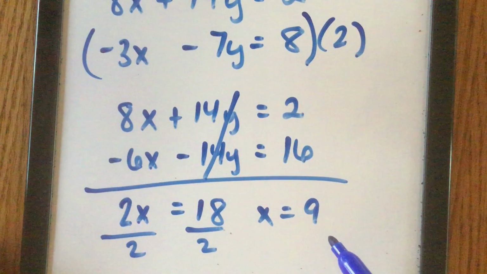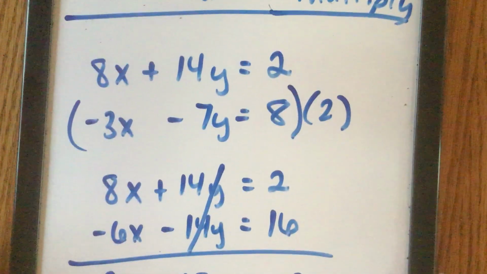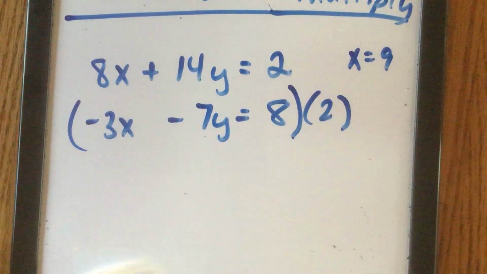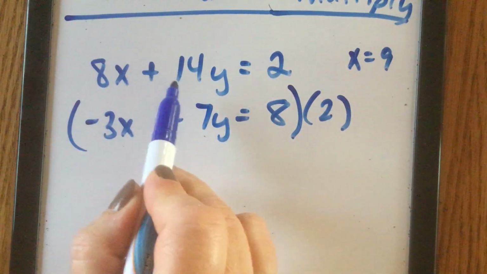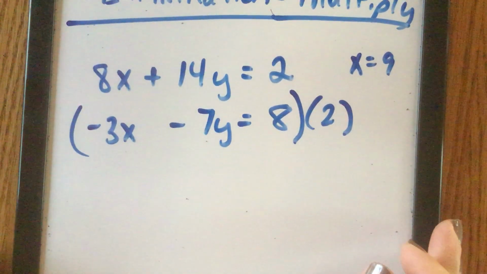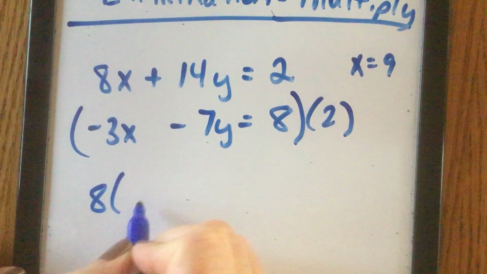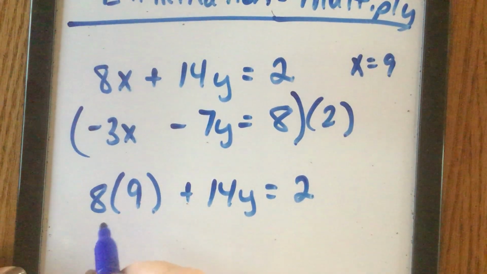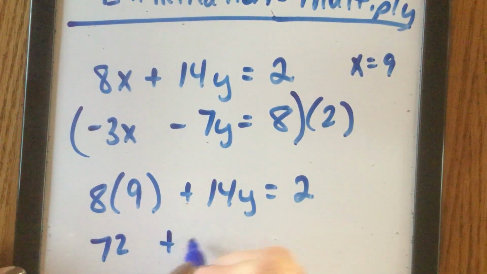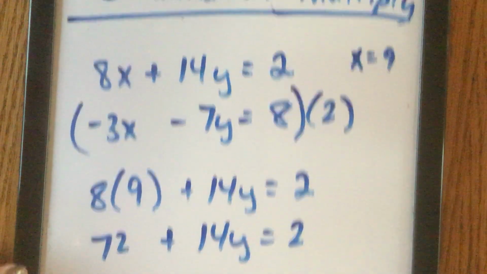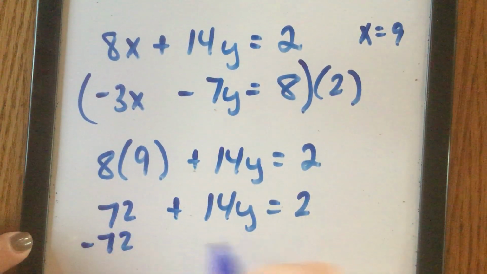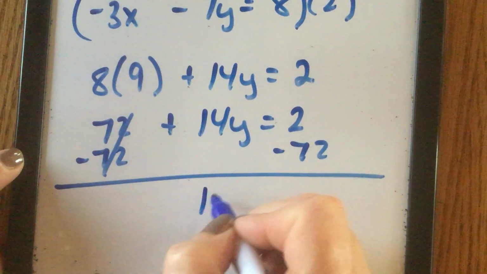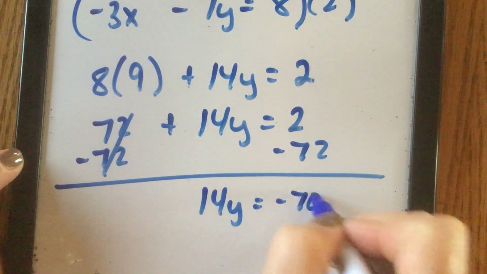So now I take my 9 and I plug it back up into one of my original equations. So I'm going to write x equals 9 here. And then I'm going to plug it into this first one because I have positive numbers there. You just pick whichever one is easiest for you. So 8x would be 8 times 9 plus 14y equals 2. So 9 times 8 is 72 plus 14y equals 2. So then I'm going to subtract 72 from both sides. So that's 0. And so that gives me 14y equals negative 70.